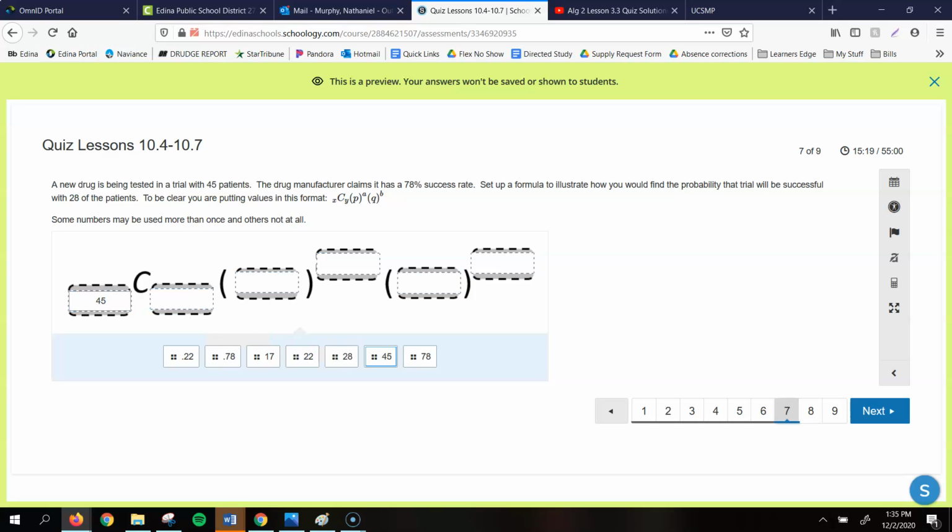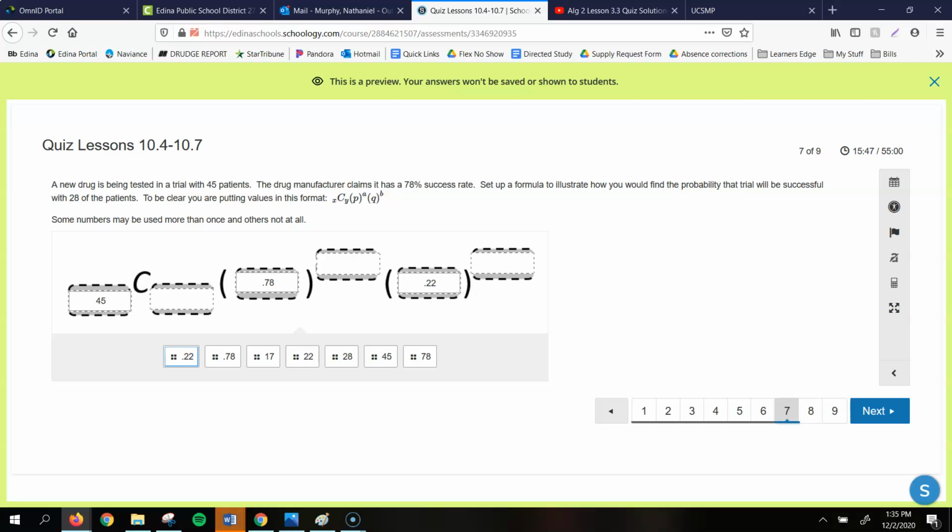And out of those patients, the new drug is going to be tested, and it's going to have a 78% success rate. Okay, so 78%. So got to be careful. We're going to put the 0.78 as the probability of a success. That's our p-value. So if I subtract 0.78 from 1, I'd get 0.22. So that means our probability of a failure is a 22% chance.